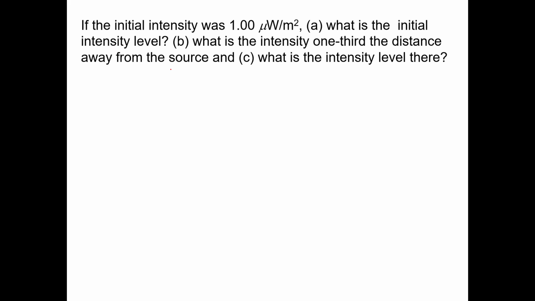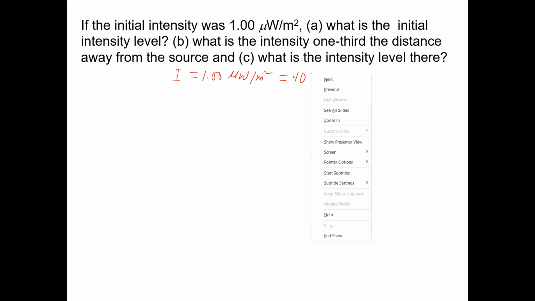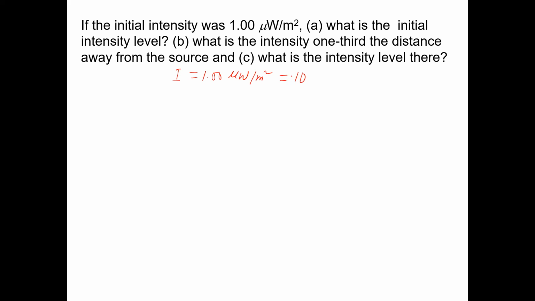So first of all, write what is given. In this problem, the initial intensity is given, which is I, that is 1.00 microwatt per meter square. This is intensity, which is measuring power per area. So I can convert this into the SI system of units. Microwatt means 10 to the power negative 6 watt. So 1 microwatt per meter square is 1 times 10 to the power negative 6 watt per meter square.